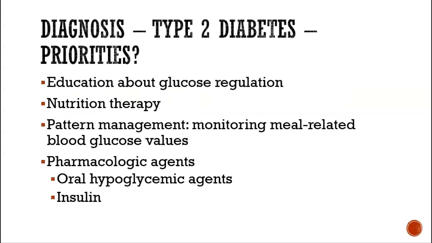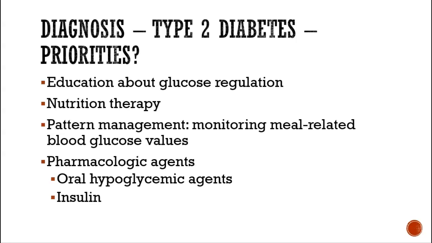Our priorities for this patient during this office visit are going to be education about glucose regulation, so they have an understanding of how to control their glucose levels. That'll include nutrition therapy, pattern management, so teaching them how to take their blood glucose levels and giving them a log or a journal where they can write it in and see the trends, getting them to keep a food journal along with it so that they can see the correlation between what they ate and then how their blood sugar responded to it.